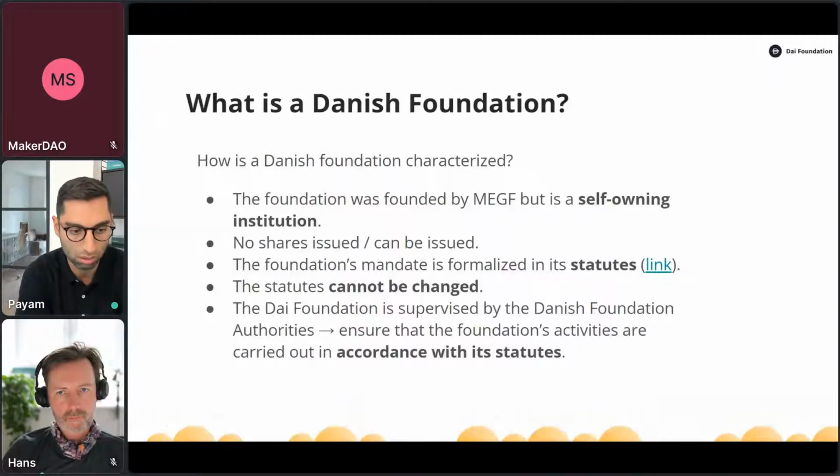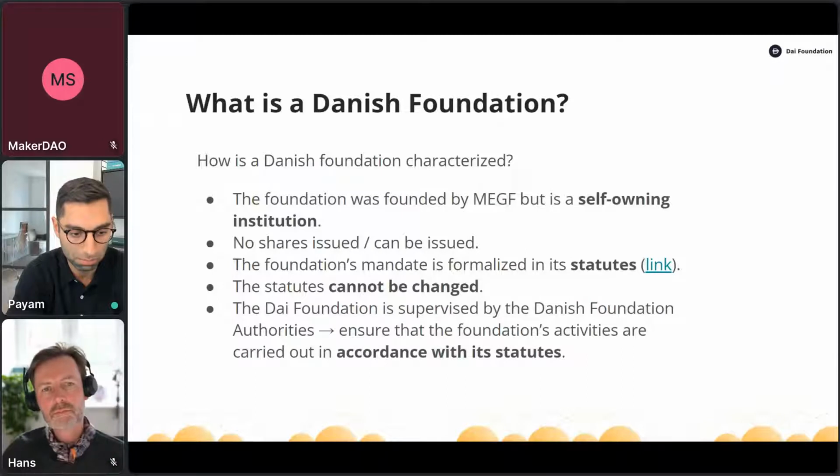So this also means that we have no shares that can be issued or traded. Our mandate is formalized in our statutes, period. Whatever is said in the statutes, that's what really regulates us, and whatever activities we are providing needs to fall under those statutes. And then the next question from your side probably is, can those statutes be changed?